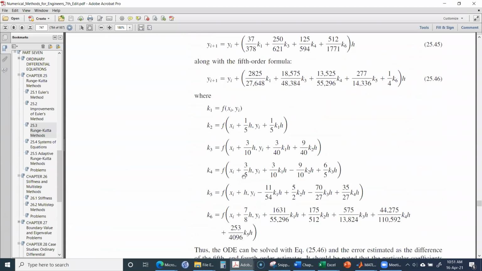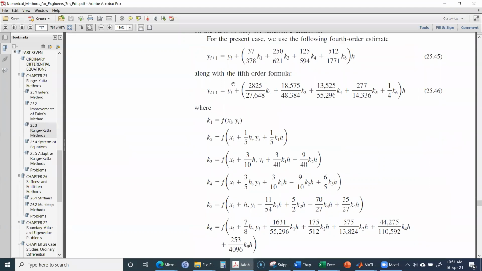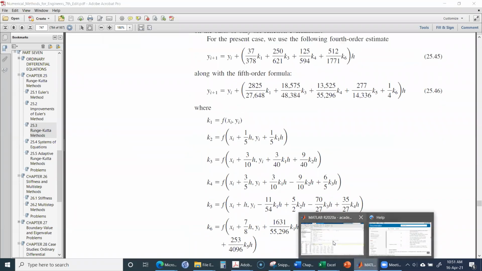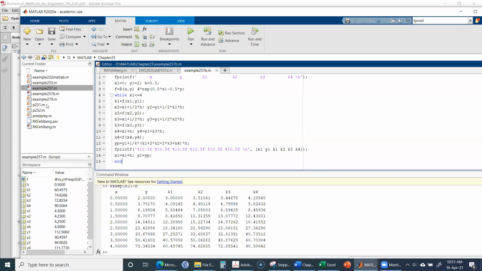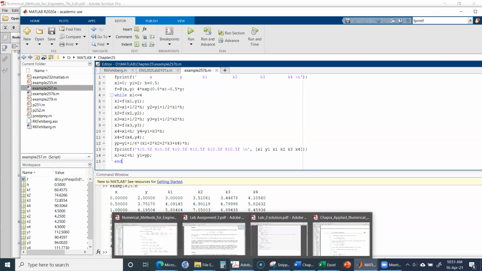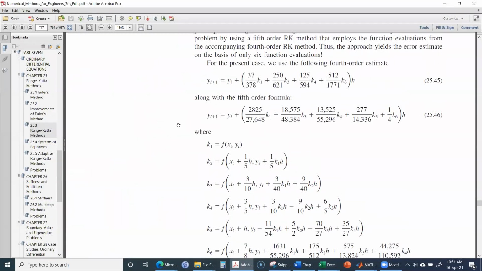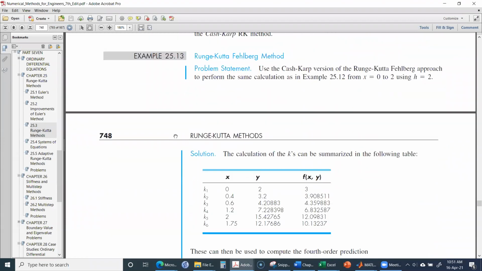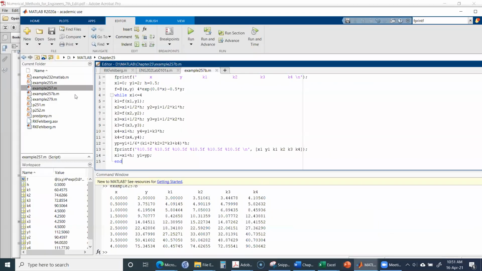Since in this case the calculations involved are quite a lot, last time I did it in MATLAB. It was example 25.13, okay, example 25.13 on MATLAB. Where is this?